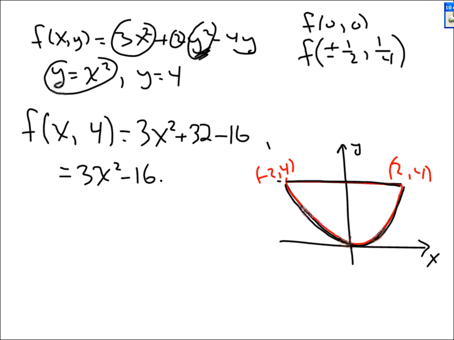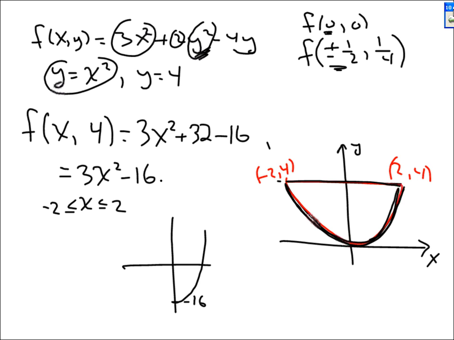And I should point out that x is between negative 2 and 2. I should have mentioned that in the last case, that all our x values are actually in between negative 2 and 2. Okay, well now this here is a parabola. It's a parabola that mins out at negative 16. It goes like that.